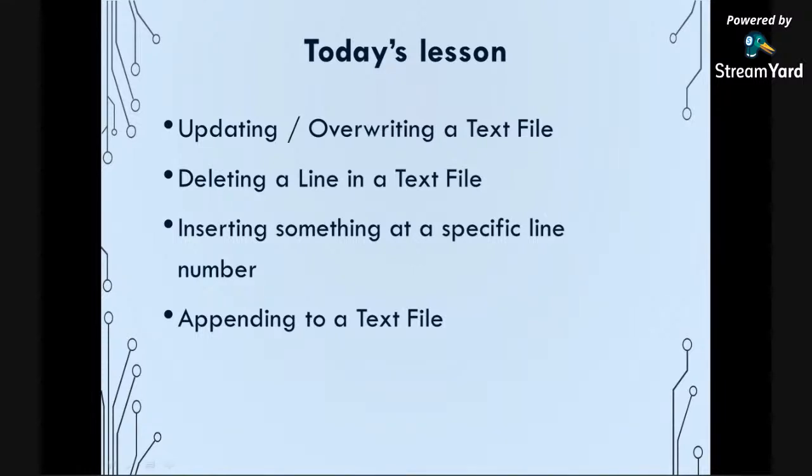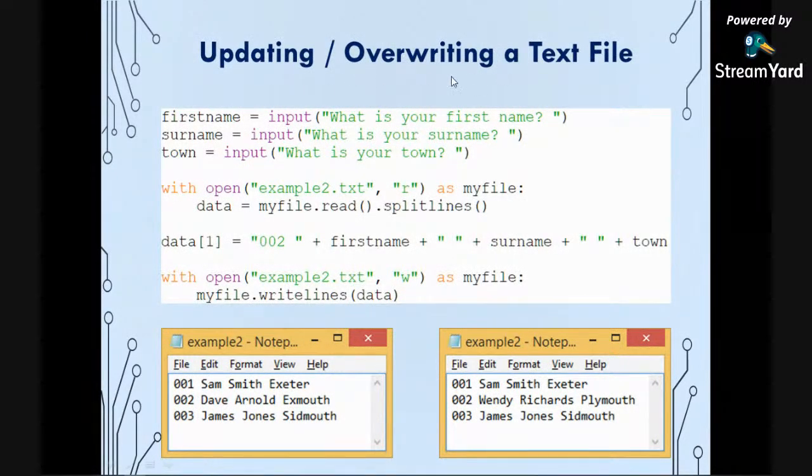So let's go through some of these concepts: the updating, overwriting, deleting a line, inserting something, and appending to a text file. When we're talking about updating or overwriting a text file, the first thing we're going to need is some information to update our text file with. So we've got our text file here: 001 Sam Smith from Exeter, 002 Dave Arnold from Exmouth, 003 James Jones from Sidmouth. We've got first name, surname, and town, so asking for those three things.